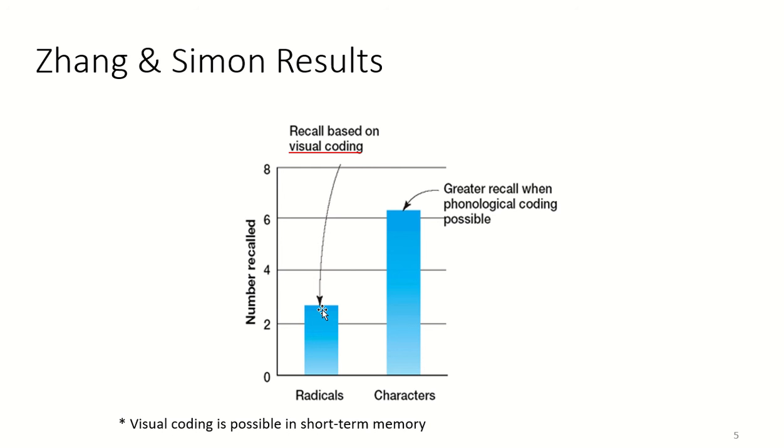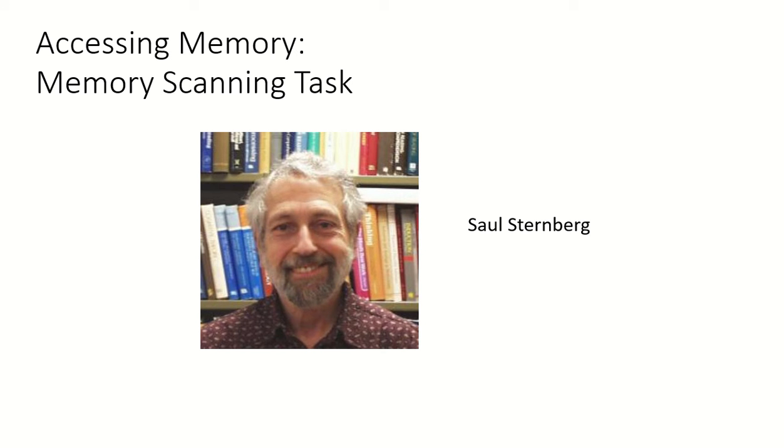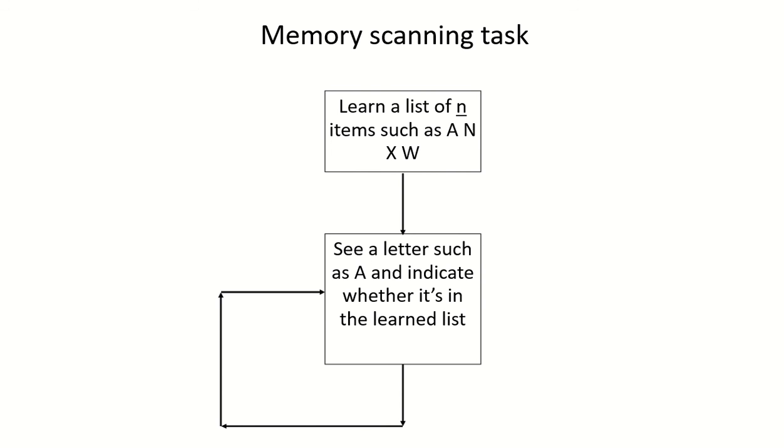Now making a little jump, and we're going to ask now how people actually access their short-term memory. So one way to test that was developed by a psychologist who is still at UPenn by the name of Saul Sternberg, and he developed a memory task where people basically had to scan their memory as quickly as possible to say whether a certain letter was present or not. So here's what happened in that task. People were given a list of letters, and they varied the length of those. So for example, you would get A, N, X, W. And this N here shows that sometimes it was 4 letters, sometimes it was 5 letters, sometimes 10 letters.